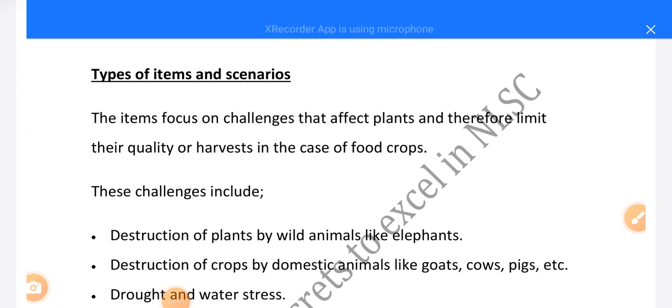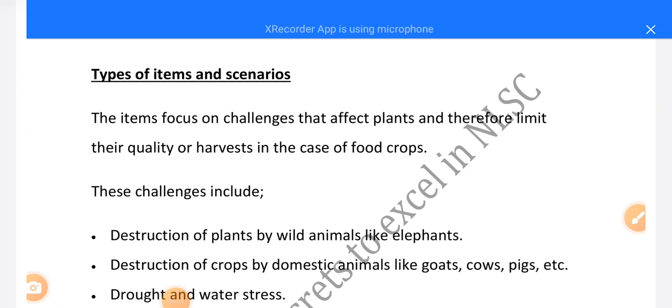So the item focus on challenges that affect plants and their limit their quality or harvests in case of food crops. They can bring questions about the challenges which affects these plants when they are carrying out their process of manufacturing food, transporting minerals, translocation.